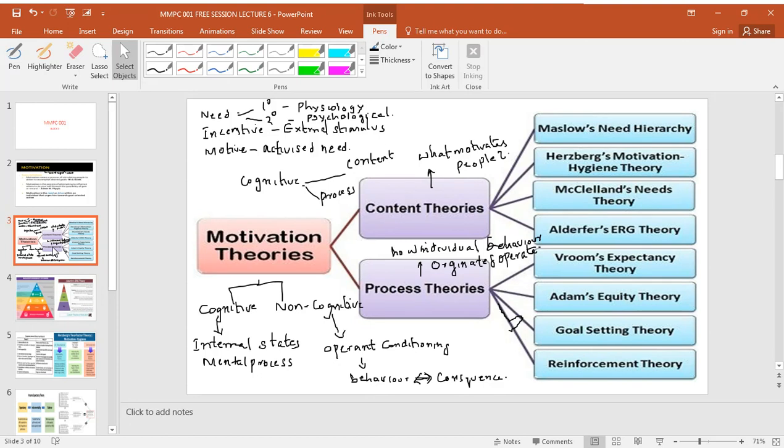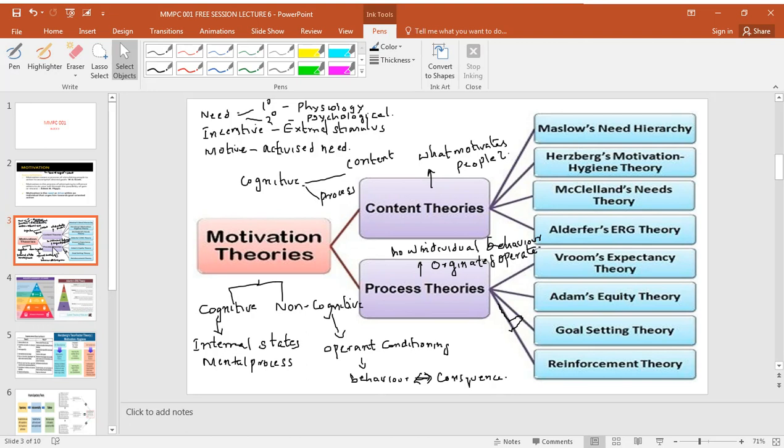Now, coming to the process theory, what do you mean by process theory? Process theory focuses on how individual behavior originates and how it operates. That means this theory tries to identify the major variables that explain individual behavior, that are responsible for individual behavior, and how these variables are interrelated. All these things are studied under process theory.